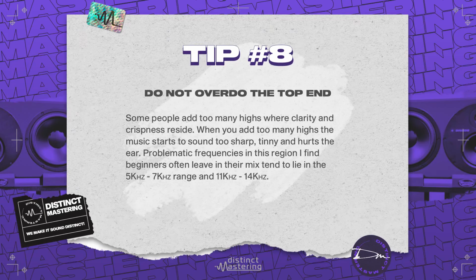Tip number 8, do not overdo the top end. Some people add too many highs, which is where clarity and crispness reside. When you add too many highs, the music starts to sound too sharp, tinny, and hurts the ear. Problematic frequencies in this region I find beginners often leave in their mix tend to lie in the 5 kHz to 7 kHz range and 11 kHz to 14 kHz range.